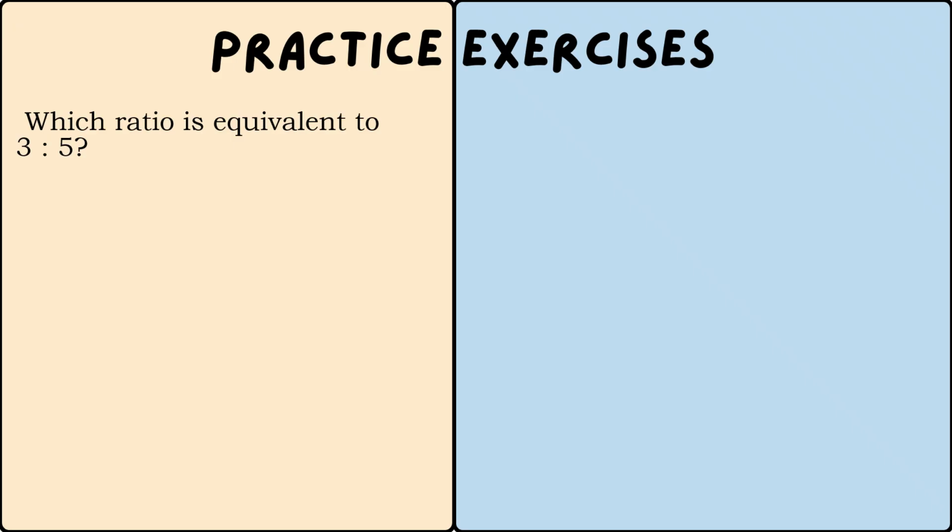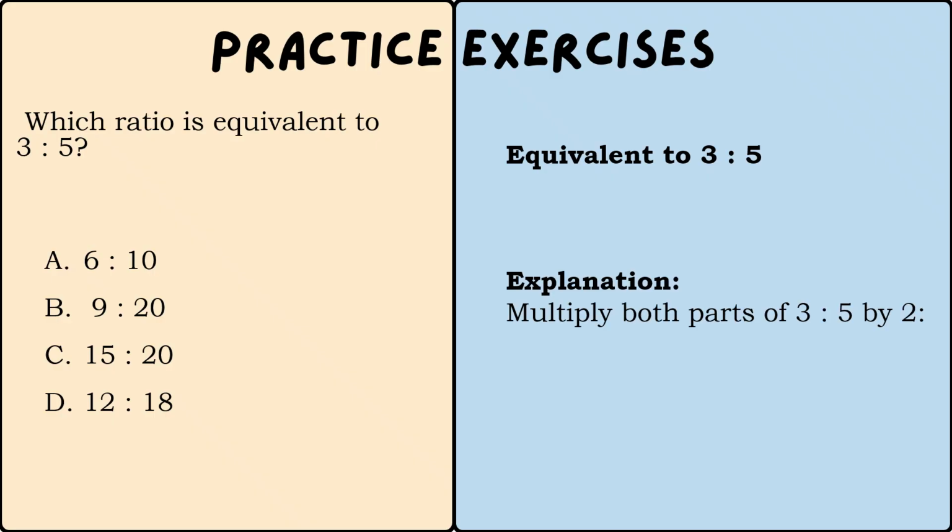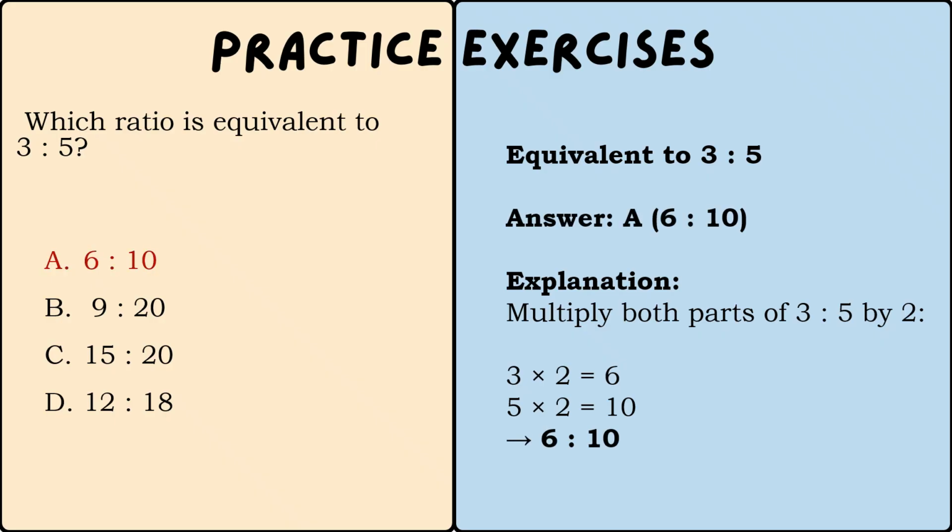Which ratio is equivalent to 3 is to 5? A. 6 is to 10, B. 9 is to 20, C. 15 is to 20, or D. 12 is to 18? What do you think the answer? Alright, let's find out. So finding the equivalent of 3 is to 5. So 3 is to 5 is in the simplest form. We're going to find the higher term by multiplying the same number to the parts. Multiply both parts of 3 and 5 by 2. So 3 times 2 is equal to 6 and 5 times 2 is equal to 10. And we're going to write our ratio. So we have here 6 is to 10 and this is letter A.